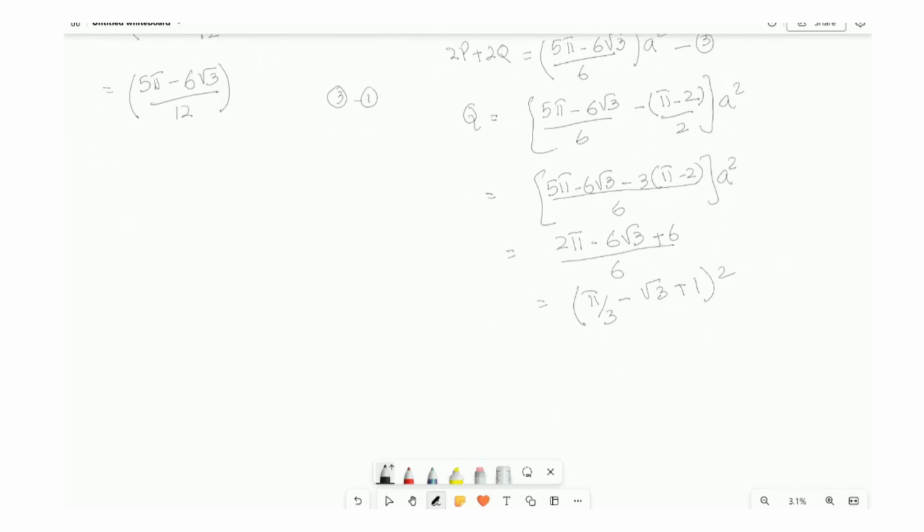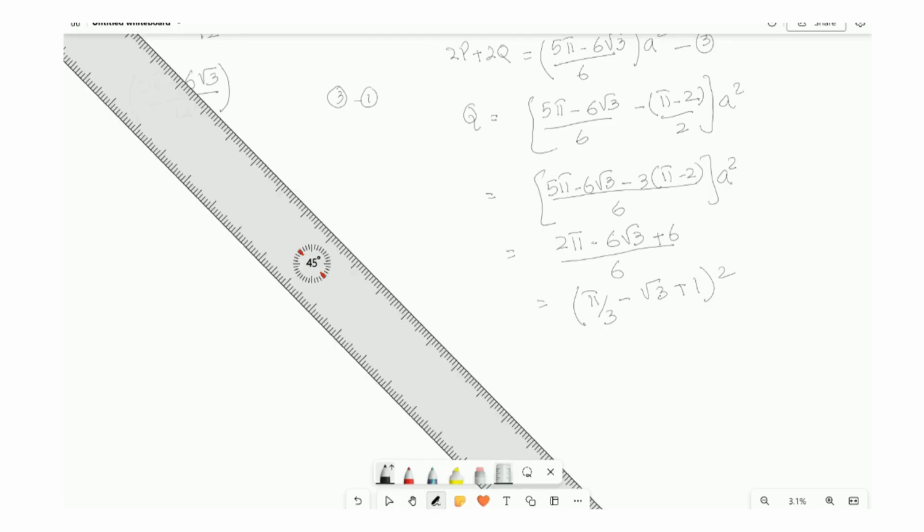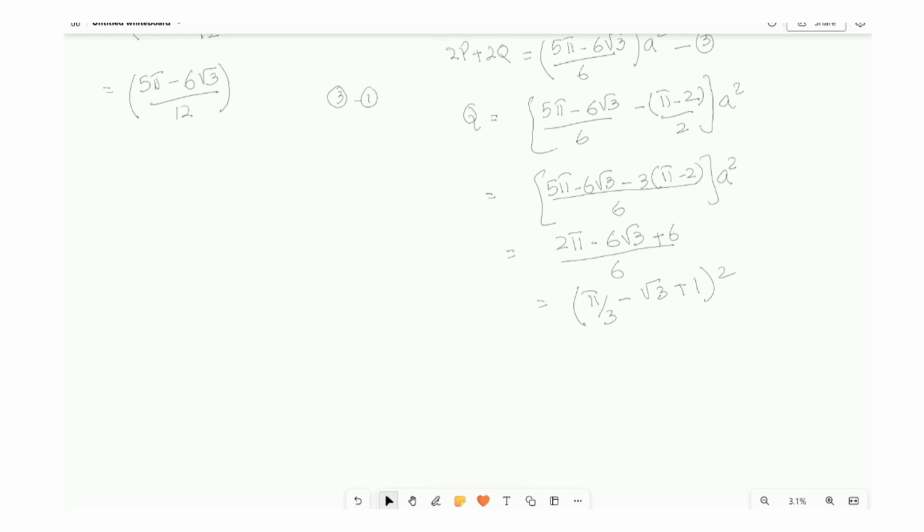So therefore the required shaded area Q is equal to (π/3 − √3 + 1) a².